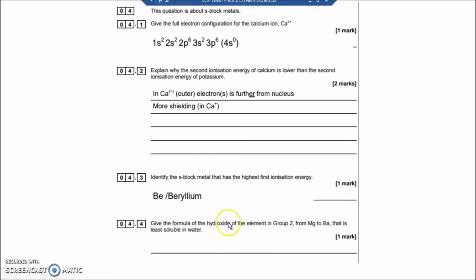Give the formula of the hydroxide in group 2 from magnesium to barium that is least soluble. So magnesium hydroxide is the least soluble, and it's Mg(OH)2. Magnesium is in group 2 and OH is a 1- ion. Magnesium forms a 2+ ion because it's got 2 electrons in its outer shell that it wants to get rid of to become stable. With 2+ and OH-, I need 2 OH- to balance up the charges.